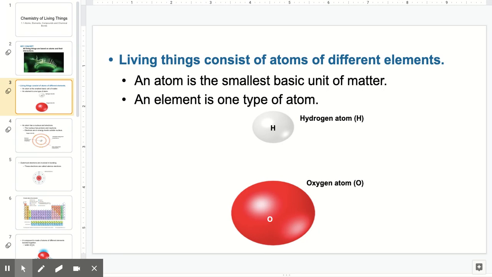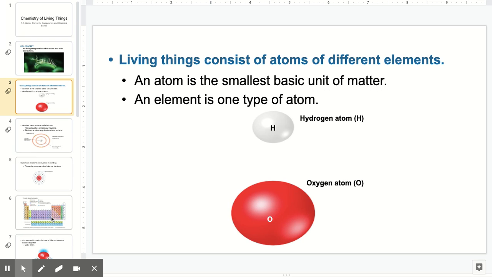When we think about different atoms, this is the smallest basic unit of matter. It builds matter as we know it, and matter is anything that has mass and takes up space. And when we're talking about elements, this is just one type of atom. So you may have heard of the element hydrogen or the element oxygen.